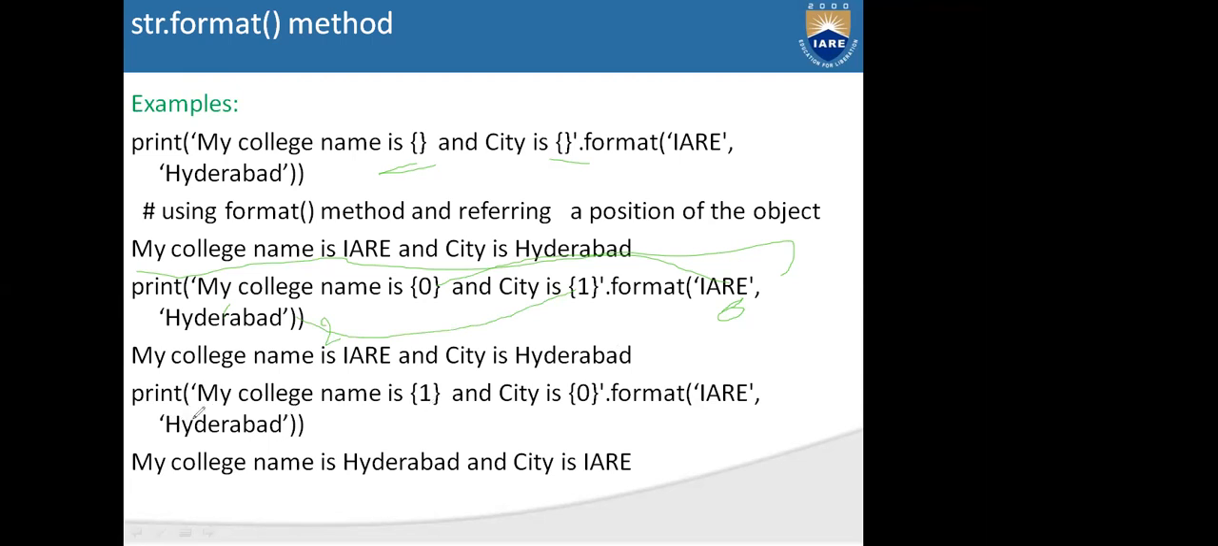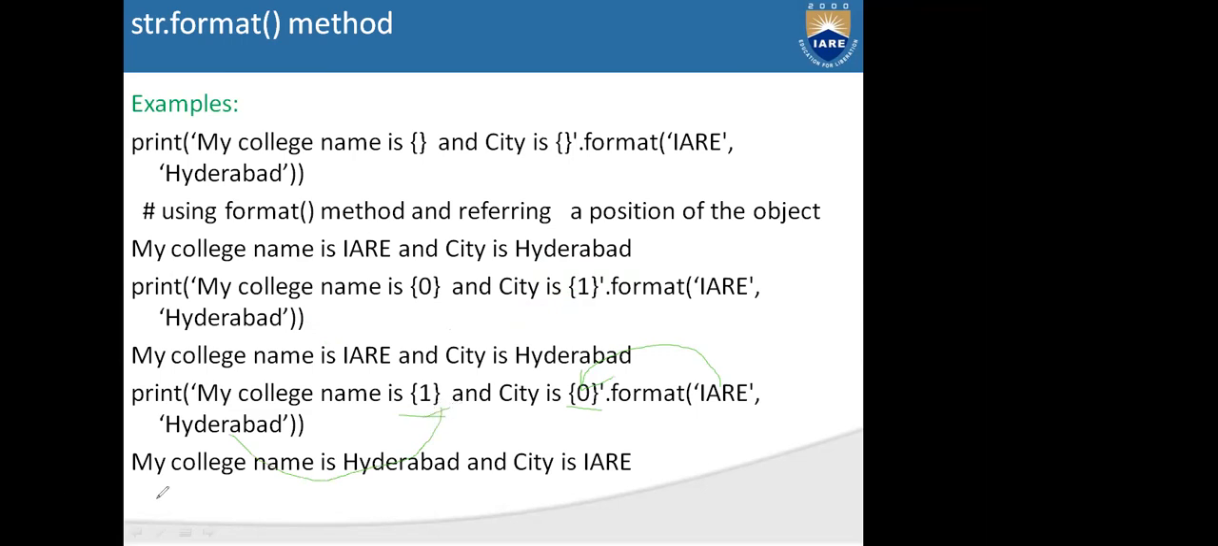For example, let us assume that I have given it like this. What is the way I have given? My college name is, I have given argument 1, and city is argument 0. So what is the 0 argument? IARE. Even though position-wise it is first, I placed this as 0, no? 0th means the 0th argument is passed. So IARE will be passed to this 0 argument and Hyderabad will be passed to this first argument.